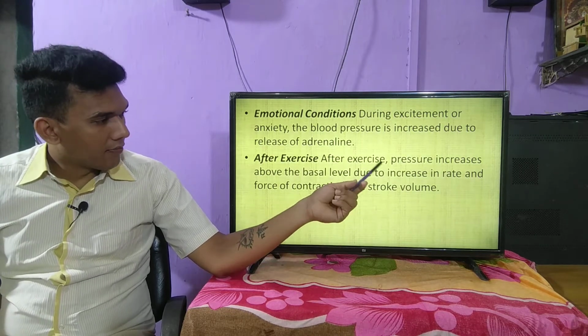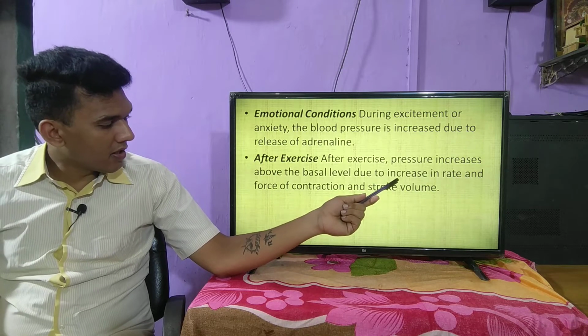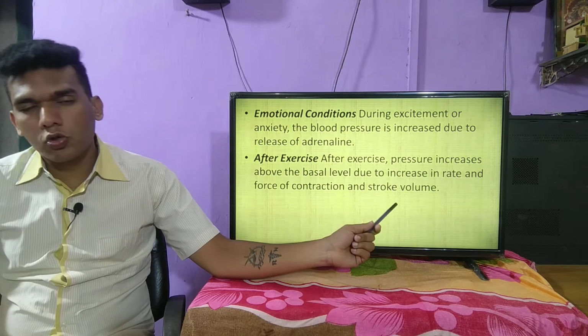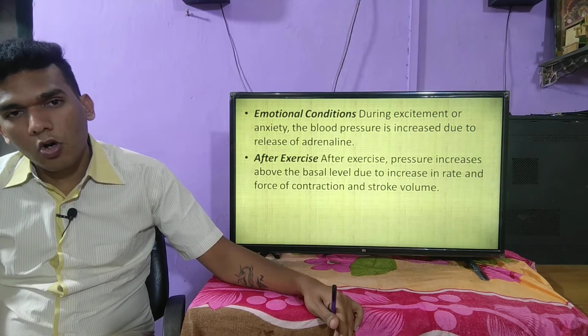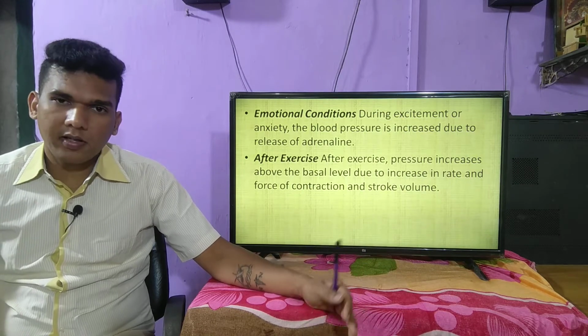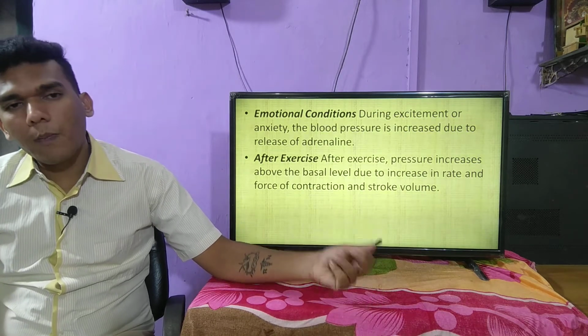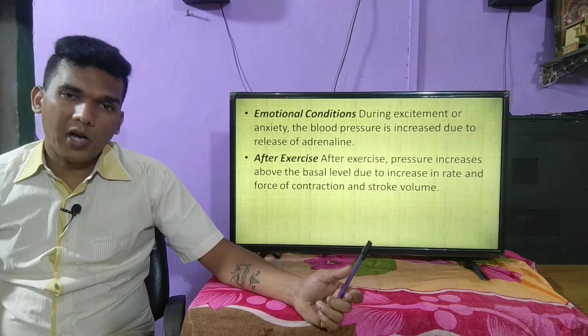After exercise, pressure increases above the basal level due to increase in the rate and force of contraction and also the stroke volume. So when you do exercise, there is an increased demand of the blood by the peripheral muscles. To fulfill that increased demand, the heart will pump out more and more blood, and that will result in the increase in the blood pressure.